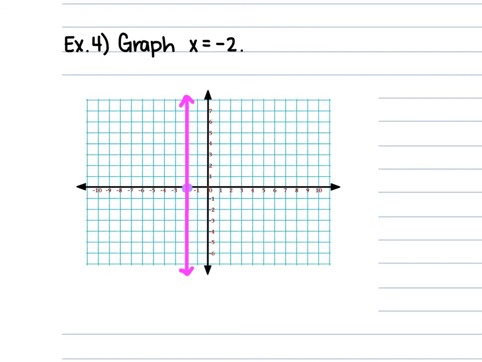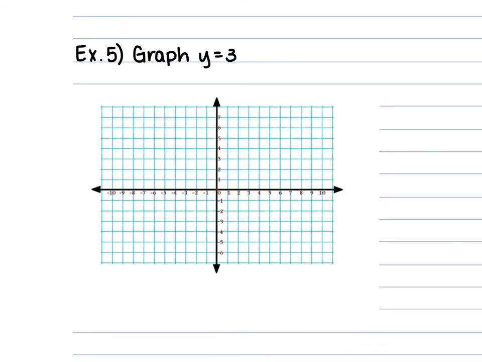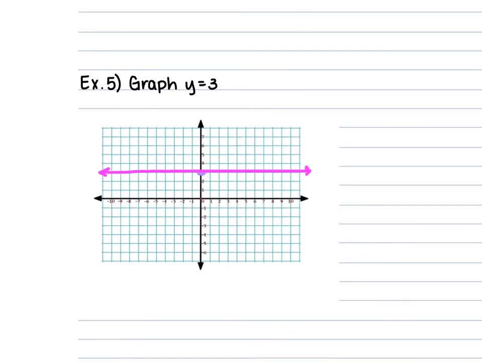So if it's an x is equal to, it's going to be a vertical line through that value on the x-axis. If it's a y is equal to, like example 5, we're going to have a horizontal line through that number on the y-axis. So if we look here, we have y is equal to 3. 3 is here on your y-axis. We're drawing the line right through that point with the arrows to represent that line.